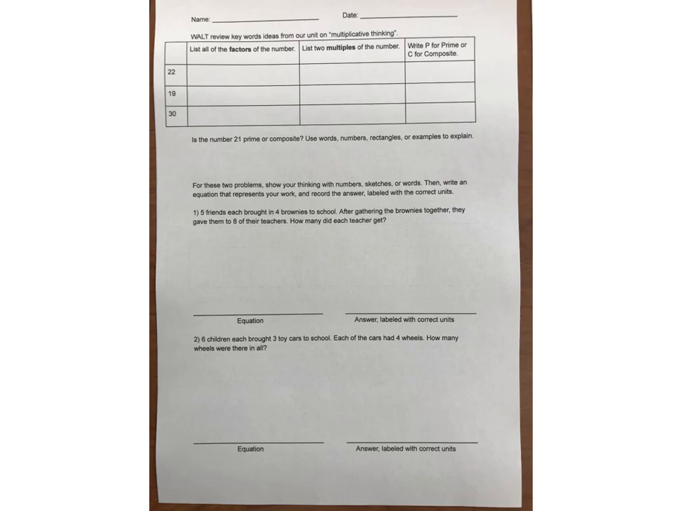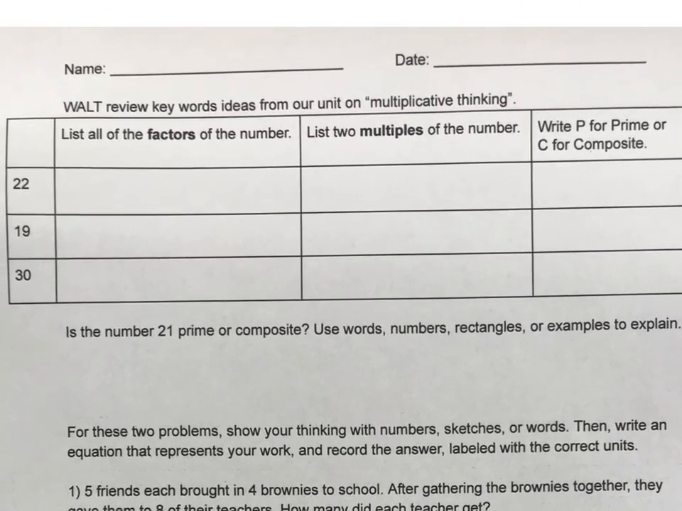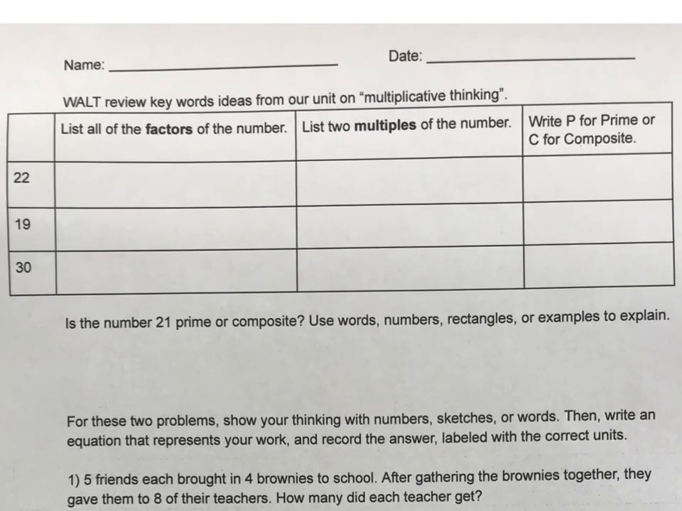All right, let's look at this homework here, and this is a lot of review actually of stuff we've done before. So we're remembering things like factors, multiples, prime, and composite to start out with. So factors of 22 to start. So for this, you need to think about what times what equals 22, and I'll give you a hint here.